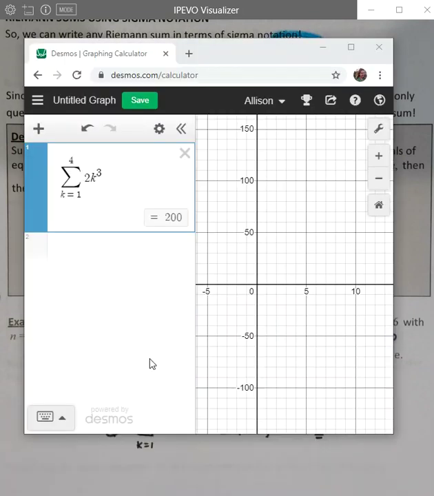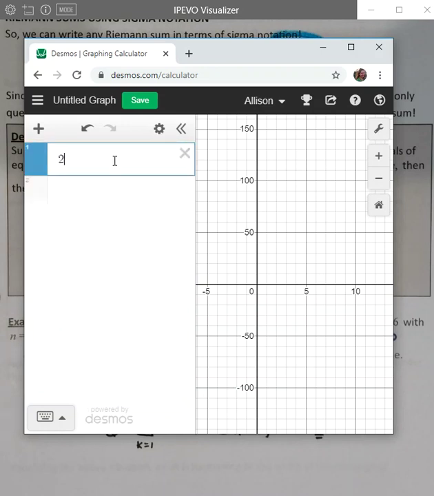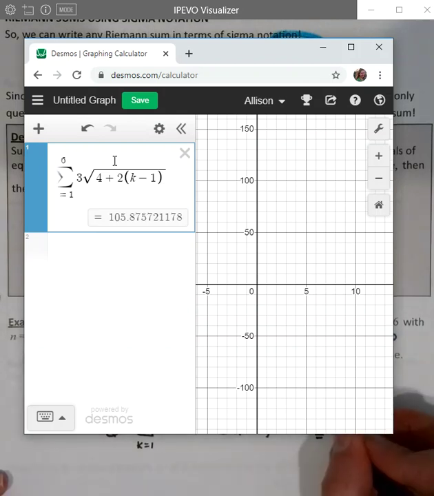All right, so first, on to Desmos. First, we have to do 2 times the sum from k equals 1 to 6 of 3 times the square root of 4 plus 2 times parentheses k minus 1, and we have a left sum of 105.876.